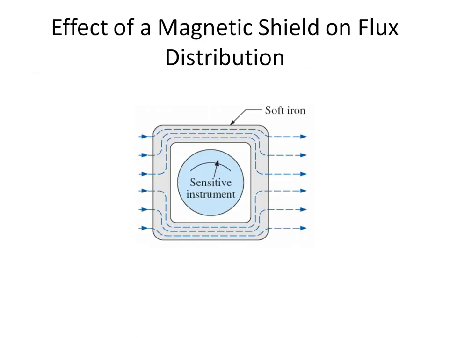The understanding of how soft iron can channel lines of flux can be used to protect sensitive equipment, such as shown in this diagram. Therefore, the sensitive piece of equipment is surrounded by soft iron, and any magnetic field or the lines of flux of that magnetic field are channeled to go around the sensitive instrument and not affect it.